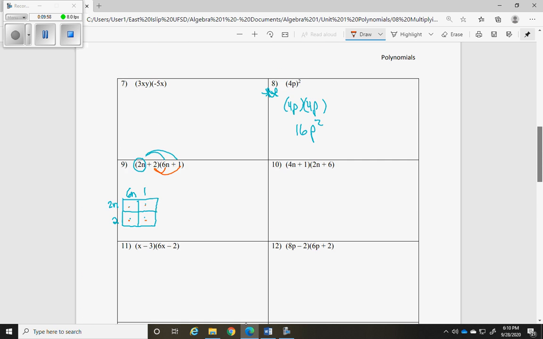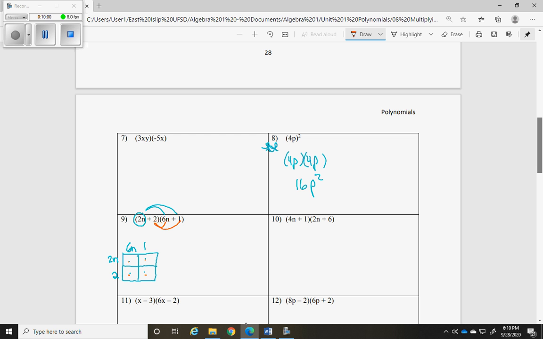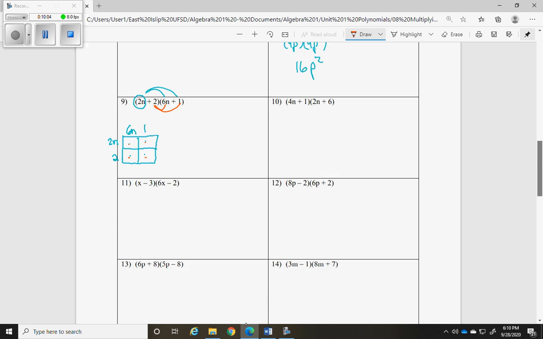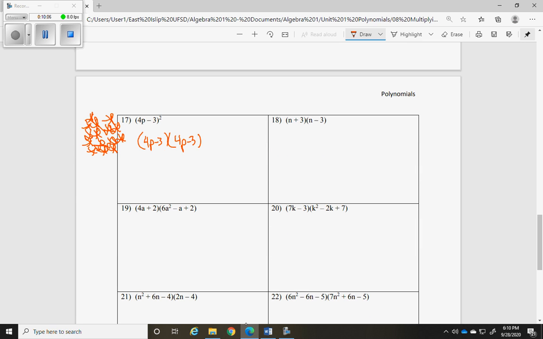Right? If we go back to number 8, I wrote out the parentheses that many times. Turned out to be a monomial times a monomial. And then number 17, I wrote out the parentheses that many times. Let's just do the box method to clear up any misconceptions that you might have. So we'll do a 4p and a negative 3 and a 4p and a negative 3.